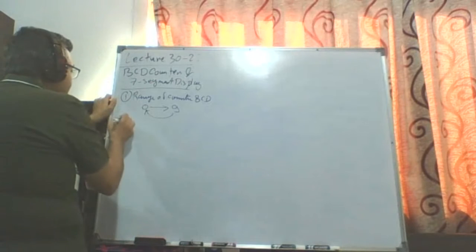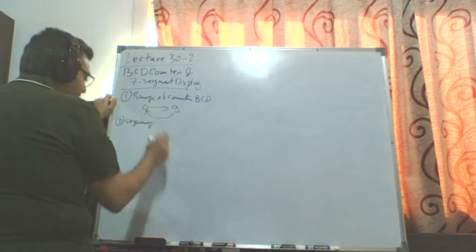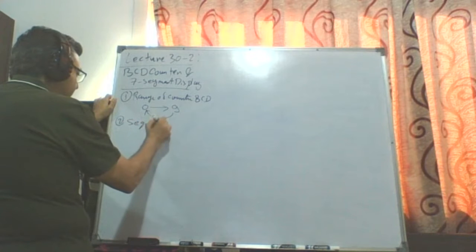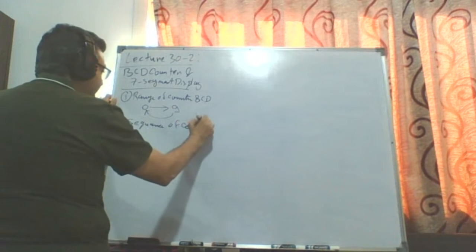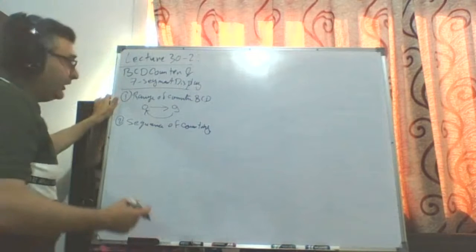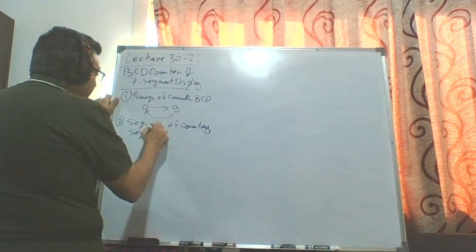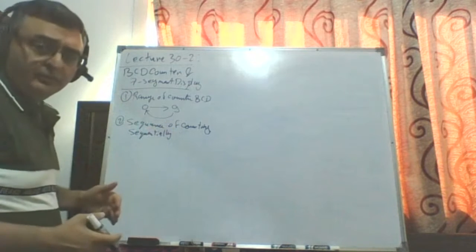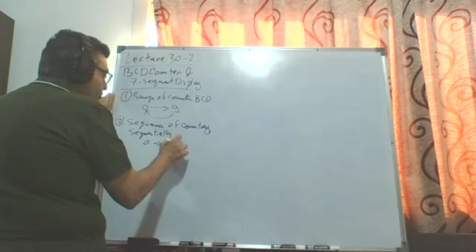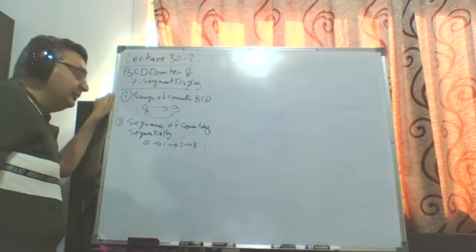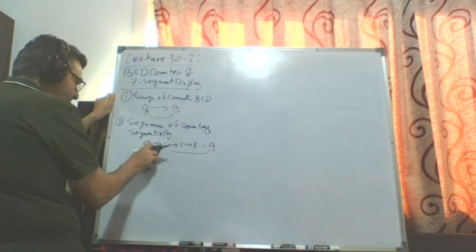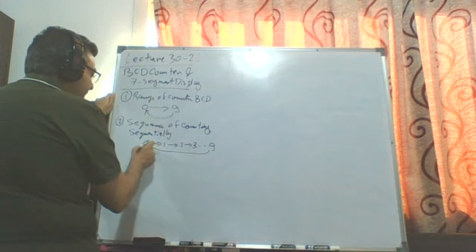Then the next question is the sequence of counting. The BCD counter by default counts sequentially, which means there is no hopping, there is no skipping. From 0 I go to 1, from 1 I go to 2, from 2 I go to 3, and so on, and from 9 I go back to 0. This is the second question we answered.